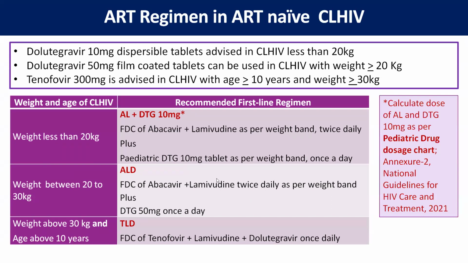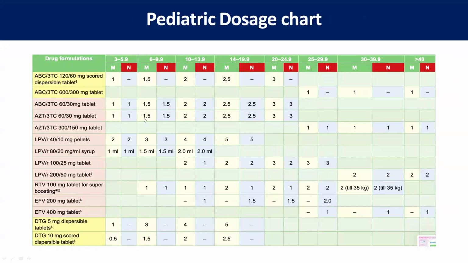So we have to calculate the dose of AL and dolutegravir every visit, according to the chart. So don't take it for granted that we have seen the patient today and will keep them on the same drug for the coming 6 months. No, every month when the patient comes for collecting the pills and for examination, you must see the weight and check again your drug, whether you are giving an age appropriate drug or not. So it's very important to see the weight band and check the drug. These are the weight bands: 3 to less than 6 kg, 6 to less than 10 kg, 10 to less than 14 kg, 14 to less than 20 kg, 20 to less than 25 kg, 25 to less than 30 kg, and 30 and above.